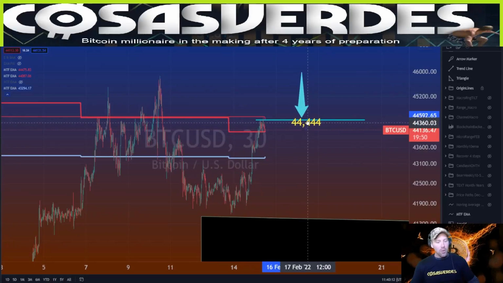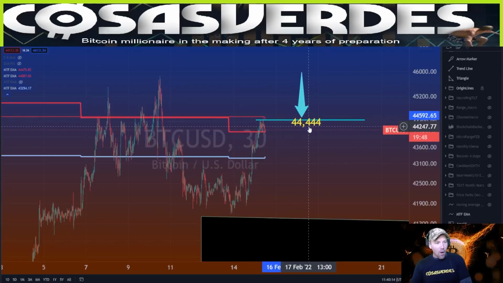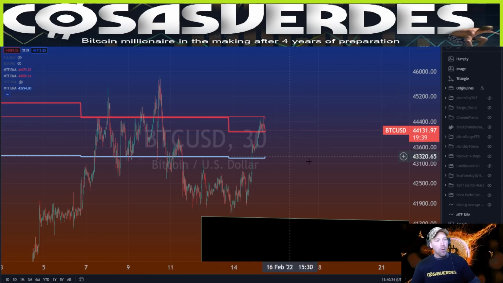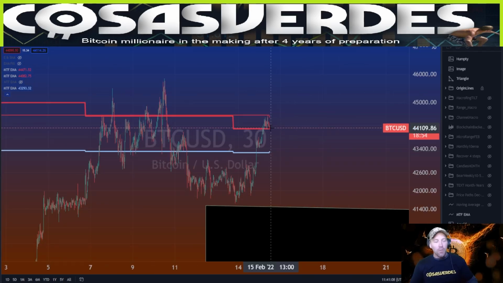Now that we got our voodoo magic move up to 4, maybe that was too many 4s, let's do the most likely price paths from here. The first 2 price paths that I'm going to show you are the same thing, but the variables in it are how wide the range is before a breakdown.